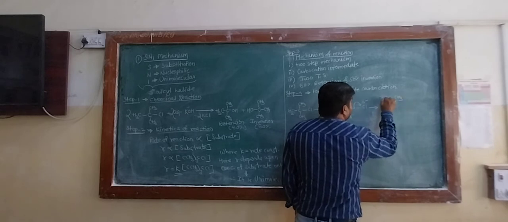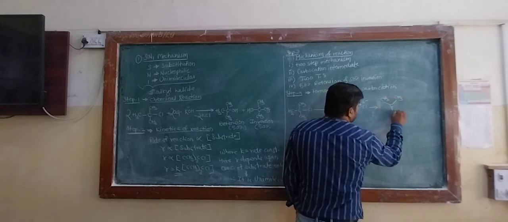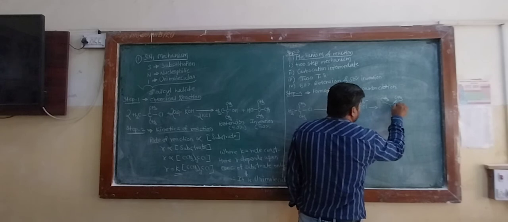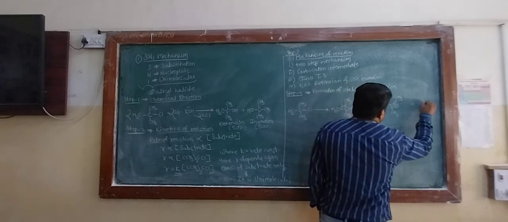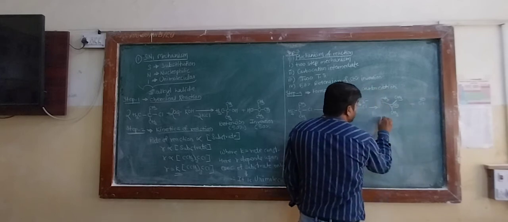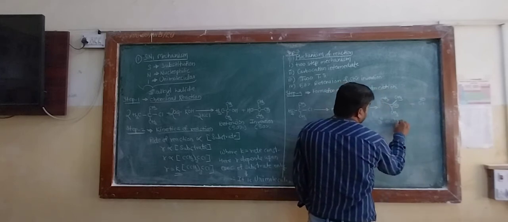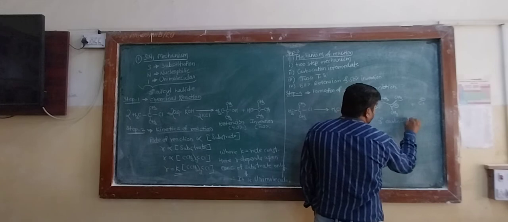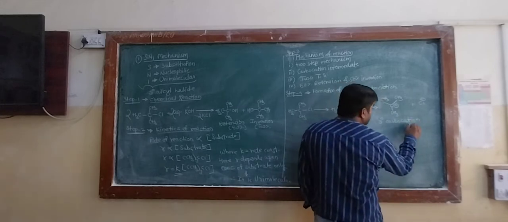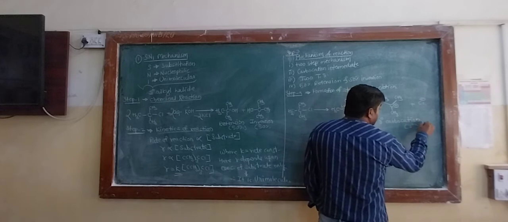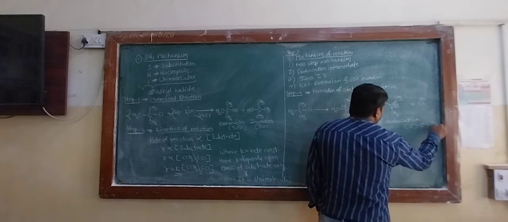That is (CH3)3C+, with the positive charge on carbon, plus Cl minus. This is a tertiary carbocation, right? You know the stability order of the carbocation is tertiary is more stable than secondary than primary.